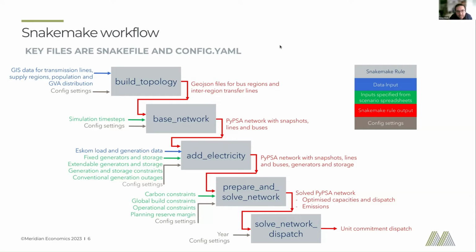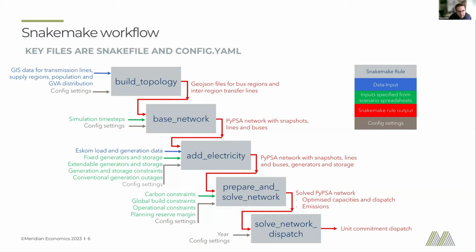You can also then tell it at any point in the workflow, let's say you're just interested in one of the intermediate outputs, you can just tell SnakeMake just to build that output, and it will only run the scripts if it sees that something has changed, either on the input data or if the script itself has changed.